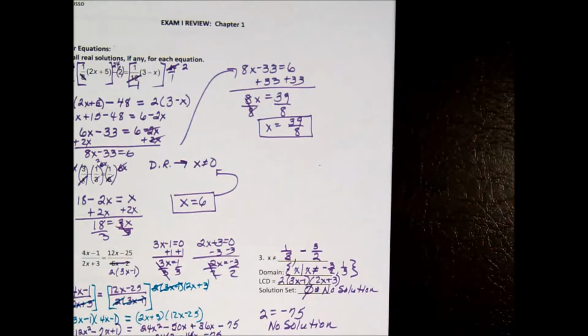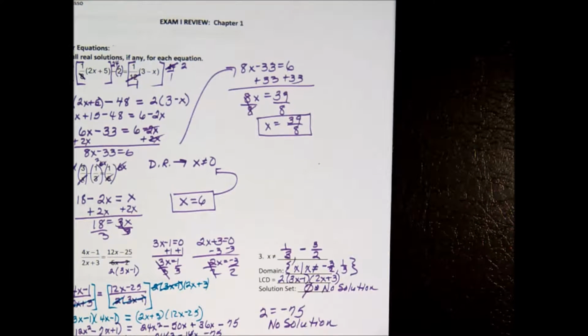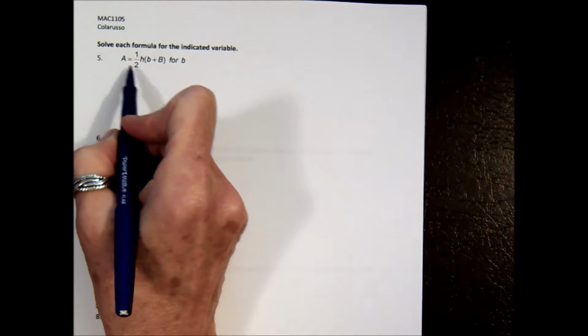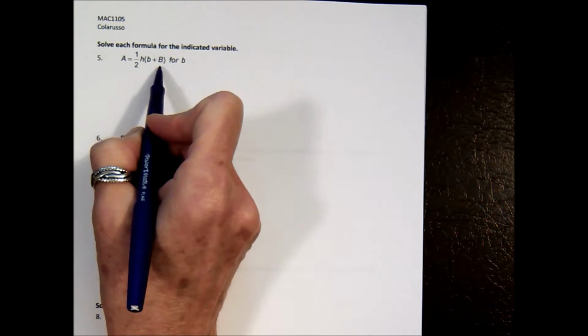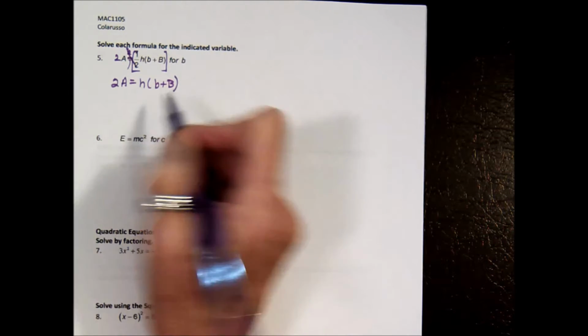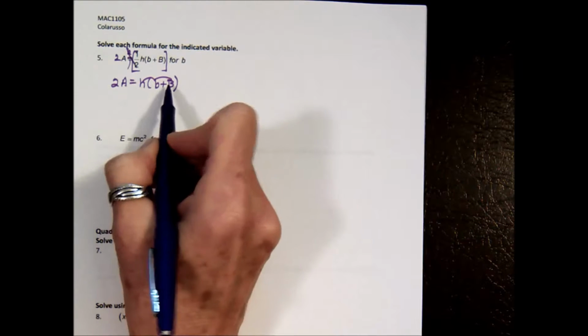All right, let's look at our next page. Here again, we are doing some specified variables. So it says solve a equals 1/2 hb plus b for little b. Got to get rid of that fraction first by multiplying by 2 over 1. And you have 2a equals h times b plus b. We now need to distribute to get rid of the parentheses.